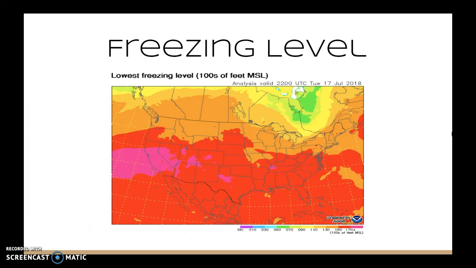This is the freezing level chart. The majority of the U.S. is covered by red, which means the freezing level is at 15 to 17,000 feet.